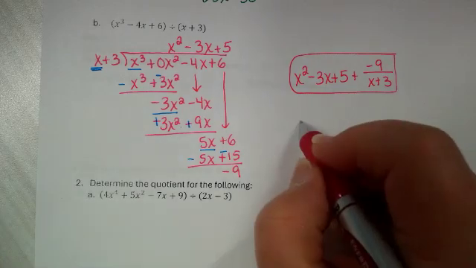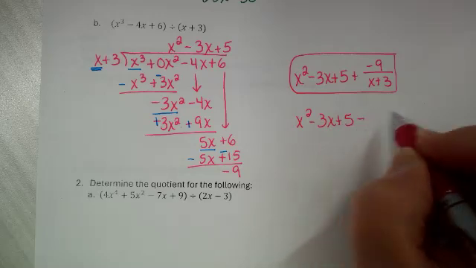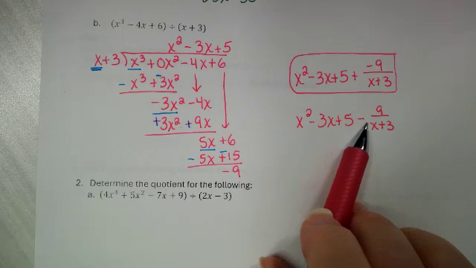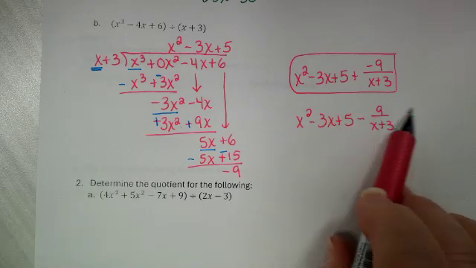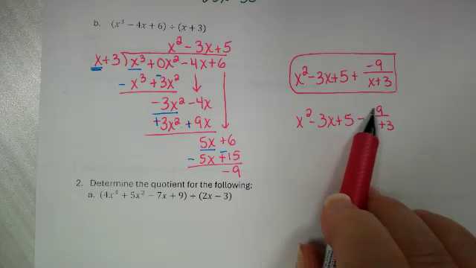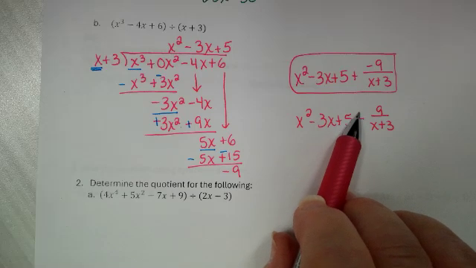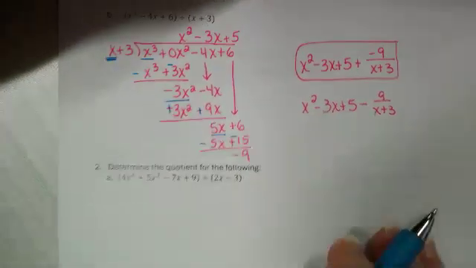And yes, you could have written your remainder as minus 9 over x plus 3. I don't use this way often because if there was more than one term on this numerator, that minus would distribute to those and kind of mess things up. So I just always put a plus and then my remainder over my divisor. All right, let's do another one.